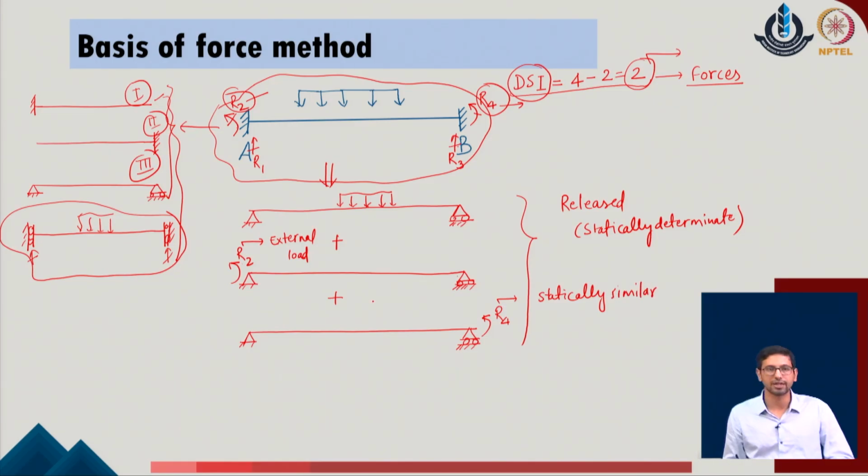What we mean by statically similar is that the given system is the determinate system, as we considered the release system 1; the system 2, which is the determinate system subjected to the first redundant; and the system 3, which we considered subjected to the second redundant.